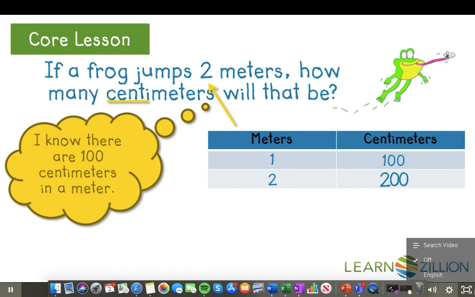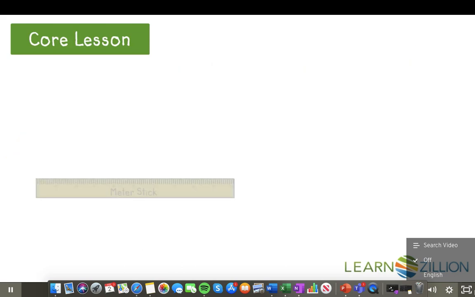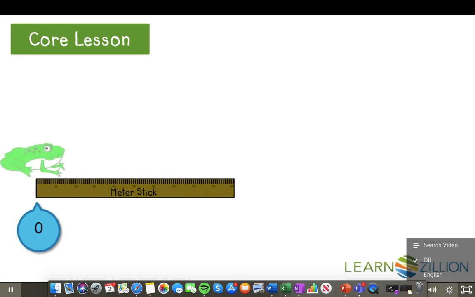The answer is 200 centimeters. There is another way to solve this problem. We can multiply 2 meters by 100 centimeters. To solve this, we multiply 2 times 1, which equals 2. Then we put the 2 zeros at the end. Our final answer is 200 centimeters. Either method is correct as we arrive at the same answer. You just converted meters to centimeters. Here we see the frog as it jumps 2 meters or 200 centimeters.